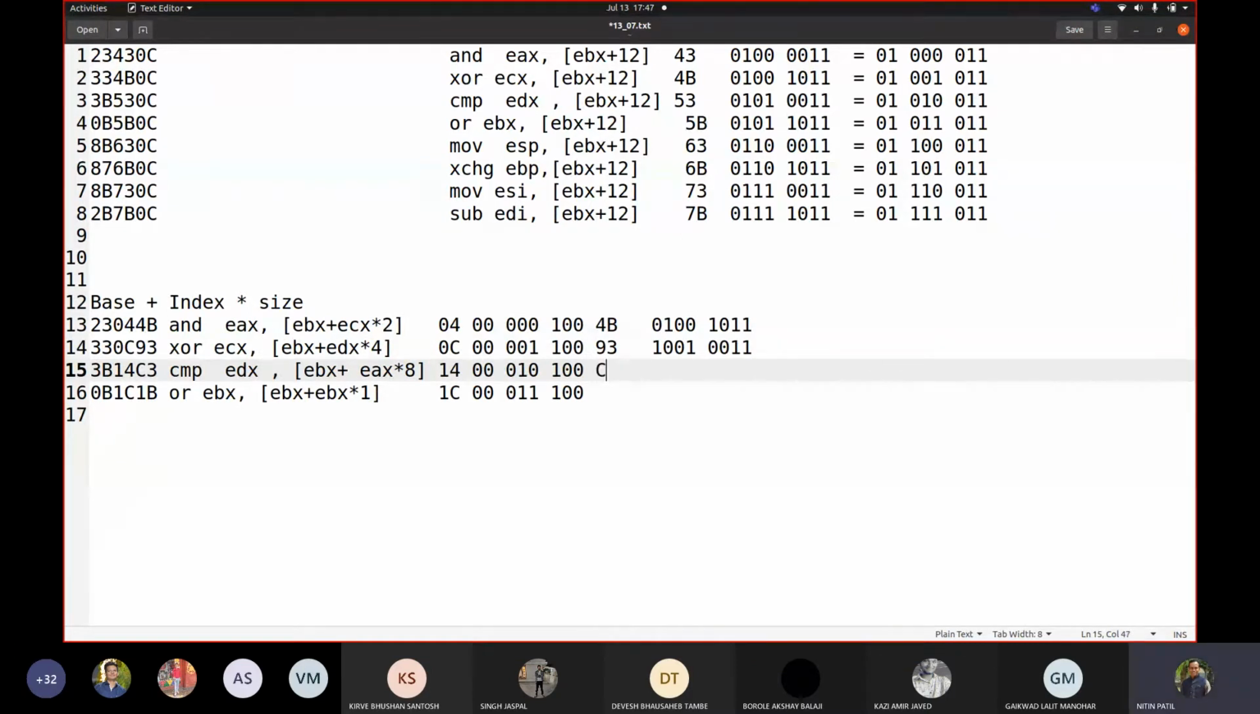What is that? C3. How do you write C? 1100 and 3 is 0011. Correct. Next is 1B: 0001, correct, and then B is 1011. Now let me differentiate this again. Now this is not with respect to mod, but the number of bits would be divided that way only.